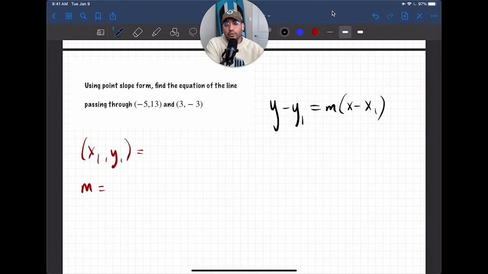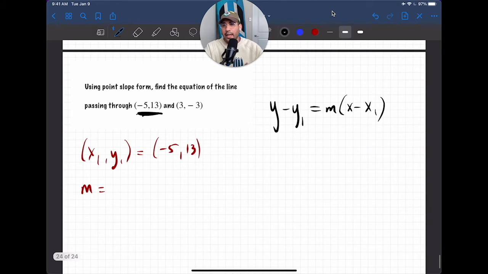This is scenario number 2. It's the same type of problem, but notice that in this case they don't give you the slope, but they give you 2 points that the line is crossing through. So right away we know our x1 and our y1. In this case you can choose any of the 2 points that we have. I'm going to choose the first one, (-5, 13). So down below I know that x1, y1 is (-5, 13). So we're good in that sense.